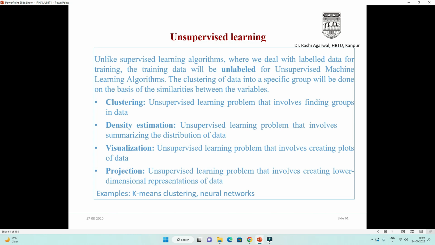Then we have density estimation, which I will cover. Then we have visualization, which involves creating plots of data to be able to group them. So I could have histograms constructed and I could then find out where a histogram is breaking to be able to distinguish between 2 objects in one image. And then I could have projection. So let's discuss all of them one by one.